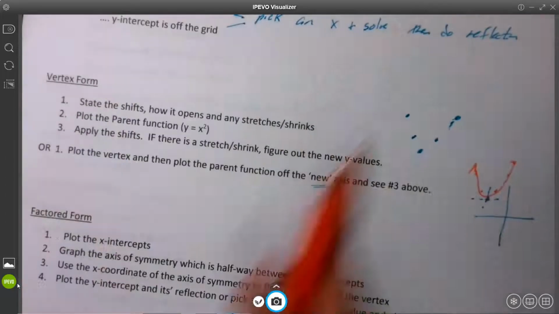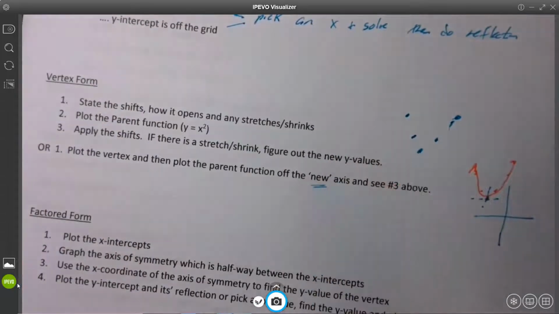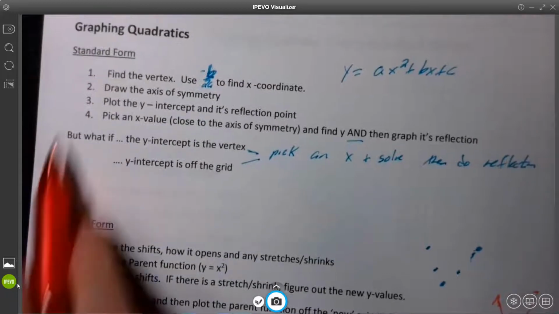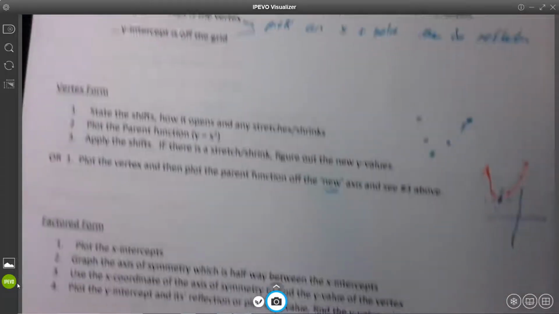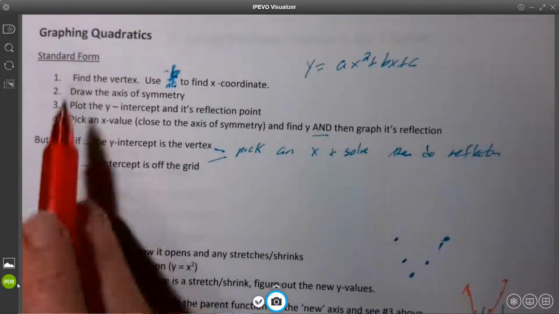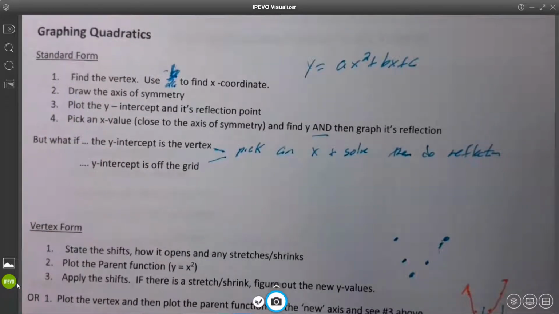You'll have a copy of these too, or I'll post it on Schoology so you can refer to it. And this might be a handy thing. If you're good at keeping track of papers, this might be a handy thing to keep for next year or the year after, so that you have, how do I graph quadratics? Here are my 3 different ways that I can graph them.